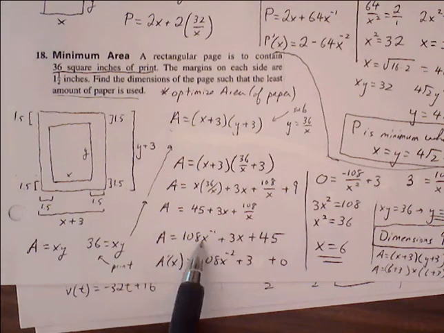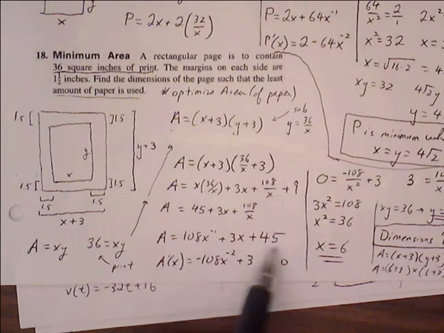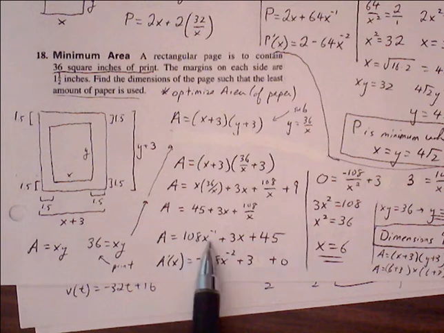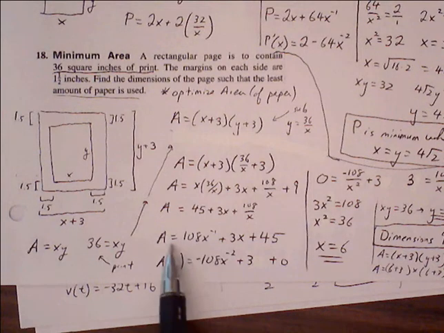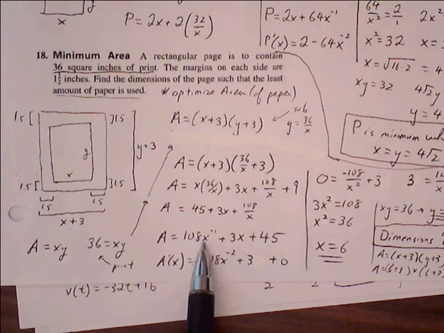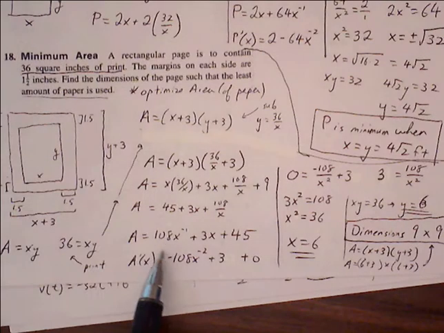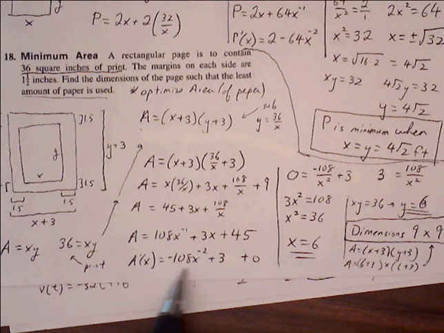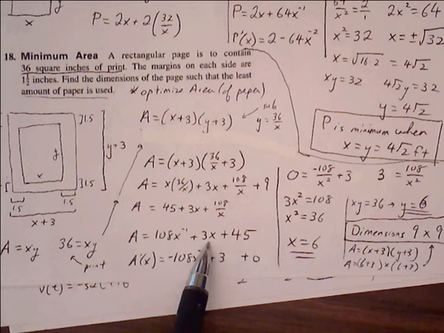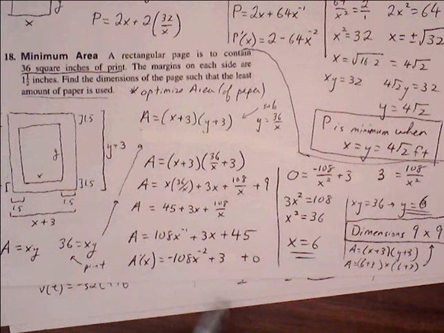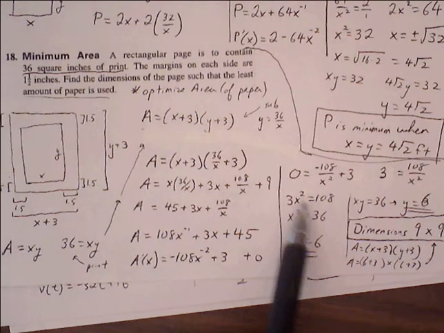If I bring that x up to the top, now notice that we are ready to find the derivative. Each term is nicely separated. There's no parentheses. All the variables are brought up to the top. We can just apply the power rule for each of the terms. So to find A prime, we go through the power rule with the first term, bring down the negative 1, subtract 1 from the exponent. 3x becomes 3, 45 goes to 0. We set our derivative equal to 0, and then we solve for x.